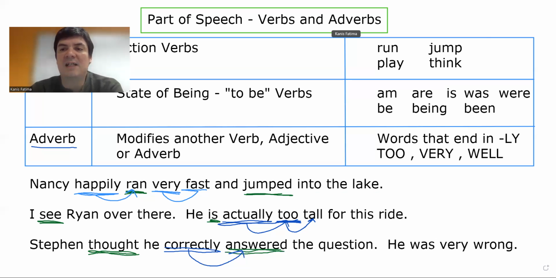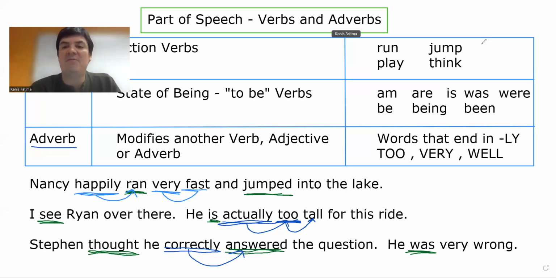And looking at my second sentence, he was very wrong. Again, the verb is was. That is a to be verb. It's not an action. It is just stating his state of being, which is wrong.